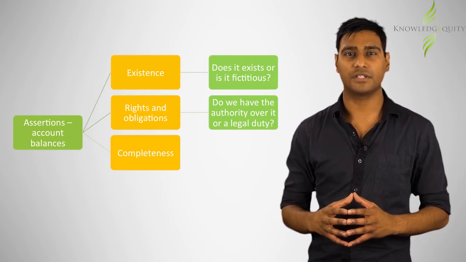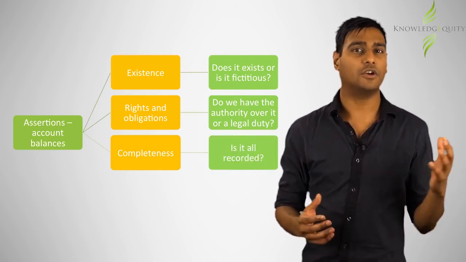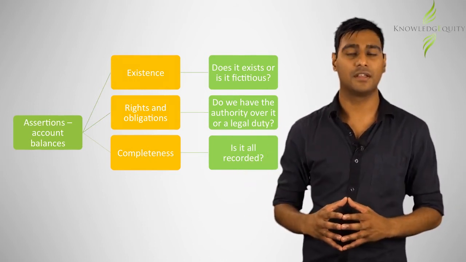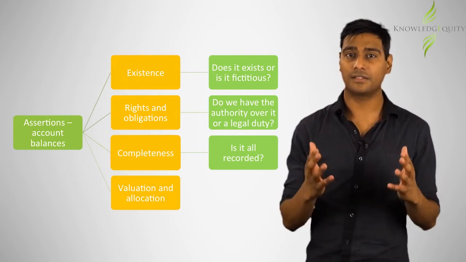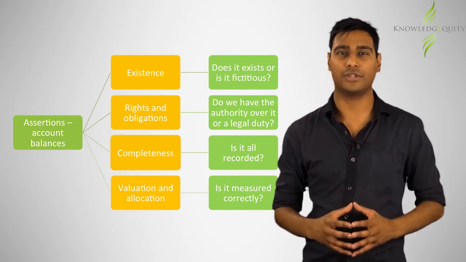This simply asks the question, is everything recorded? In other words, are there any omissions that should in fact be included in the financial statements? The fourth assertion is valuation and allocation. This asks the question, is the balance correctly measured and accurately calculated?